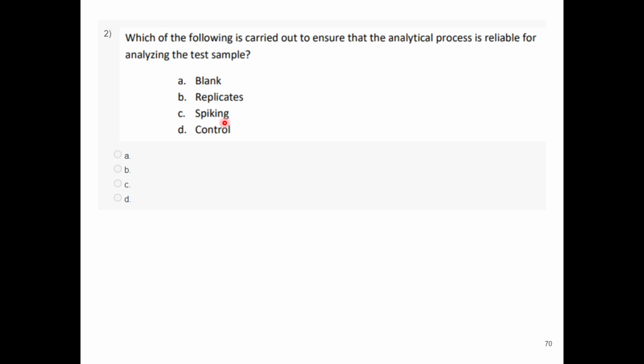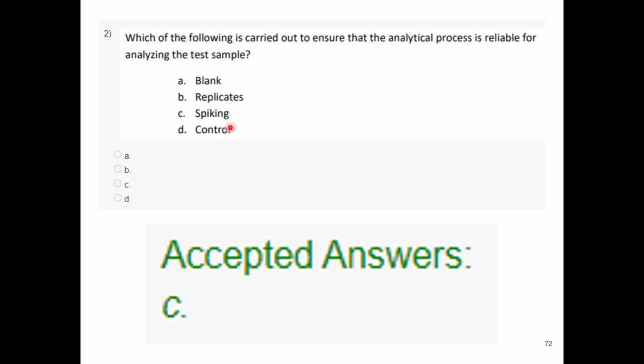As we discussed, spiking is adding a known concentration of something in a sample and checking whether the values match the values obtained in the chart. If by increasing the known amount we find the values to be equal, we can say that the analytical process is reliable for analyzing the test sample. So C, spiking, is the correct option.